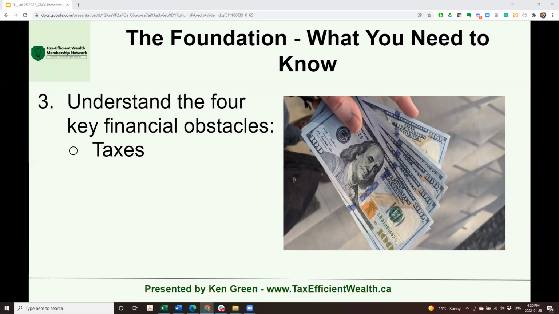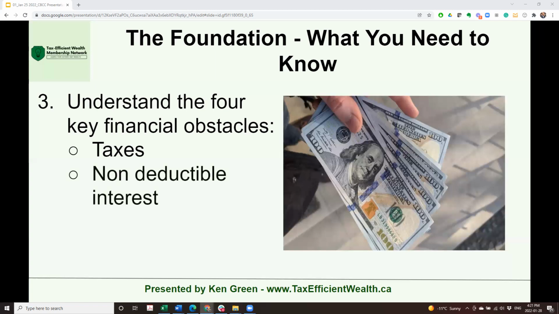So no wonder someone will gross maybe 100 grand per year and they still wonder, where is all my money? No wonder many Canadians today live from paycheck to paycheck. No wonder most people never achieve financial independence. And so it is important for you to understand taxes and to understand the impact of taxes. So tax is a major obstacle.